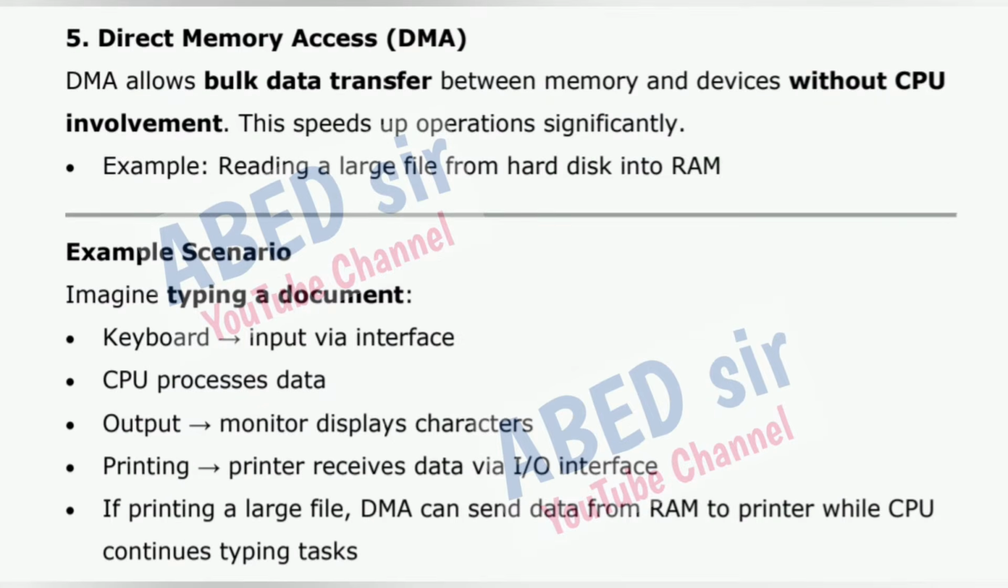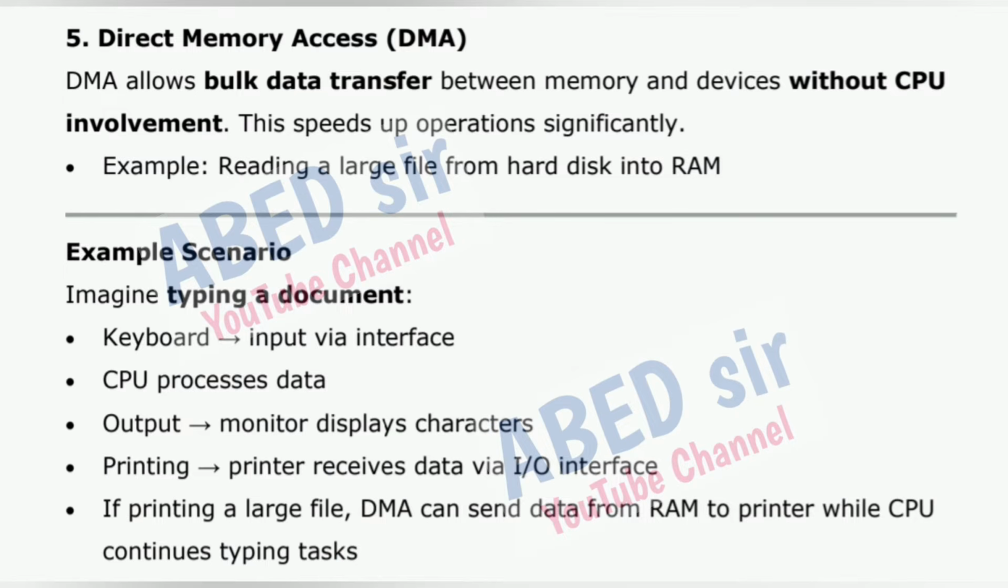5. Direct Memory Access, DMA. DMA allows bulk data transfer between memory and devices without CPU involvement. This speeds up operations significantly. Example, reading a large file from hard disk into RAM.